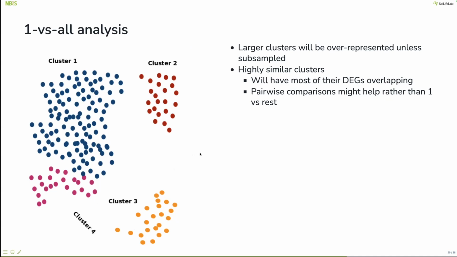As for the second point, highly similar clusters. For example, here, cluster 4 and cluster 1 might be more similar to each other than the other 2. Maybe they're 2 subtypes of a broader cell type, whereas these 2 are their own cell types. When you do the 1 versus all, you'll often see that cluster 1 and cluster 4 have a lot of overlap in which genes are differentially expressed compared to the other clusters. And then you might want to look more at the 1 versus 1, comparing cluster 4 and cluster 1 specifically.